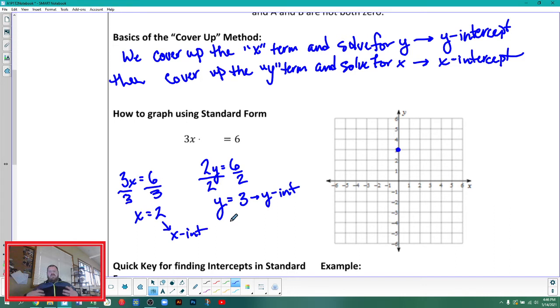And then it's graphing knowing the two intercepts. So my x-intercept is 2, my y-intercept is 3, and I can graph my line. I'm going to do it this way. And there I have my line graphed. Not too bad. Okay, but standard form is typically a difficult way to graph lines.